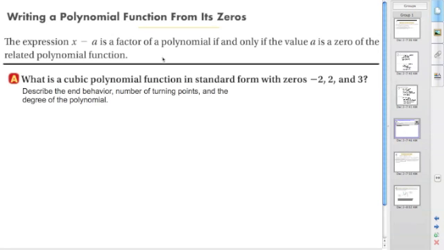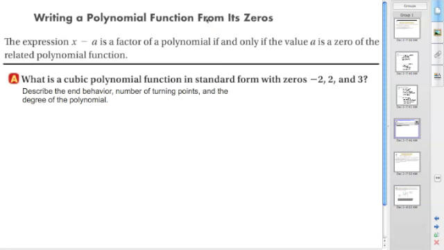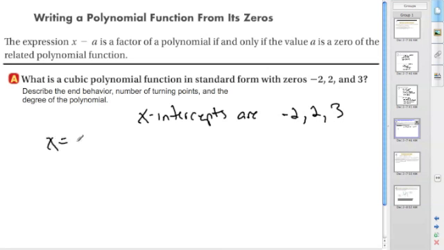Next, writing a polynomial function from its zeros. So, if I give you the x-intercepts, how do you find the actual polynomial function? We have to work backwards. So we know that the x-intercepts are -2, 2, 3. That means x equals -2, x equals 2, x equals 3.